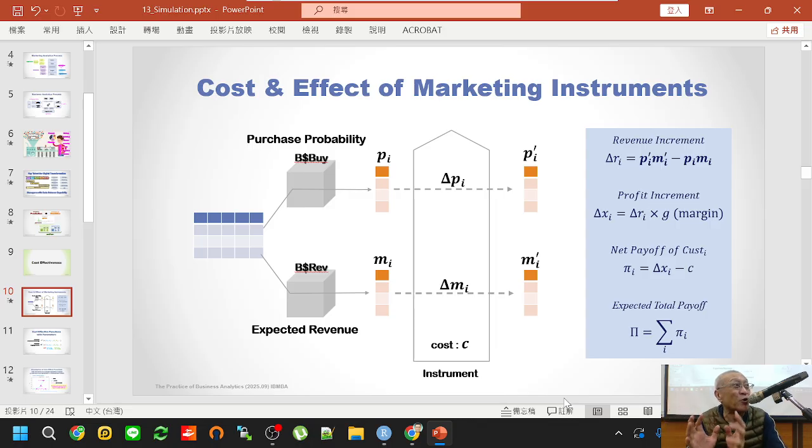Okay. So that's what we are going to do. First of all, we want to assume that if we give a cash coupon of cost C, then the buying probability for every customer would increase by delta P. Okay? But here comes a question. The cash coupon has a face value, right? And the more value that I give, the higher the delta P would be, isn't it?